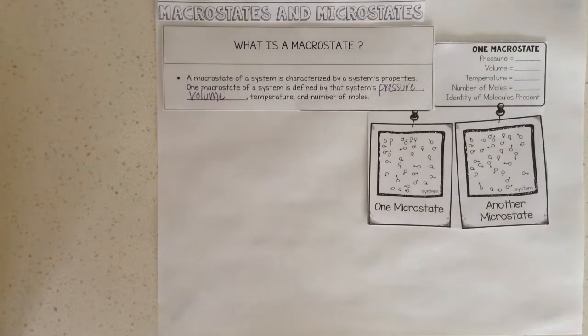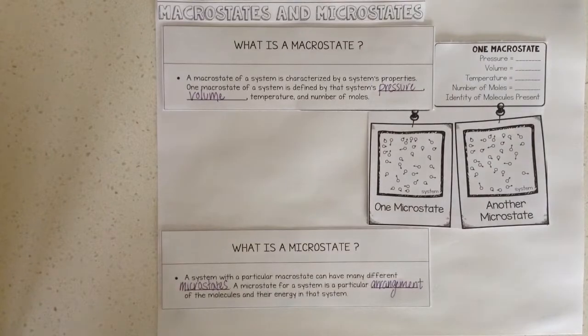Let's first look at what a macrostate is. A macrostate of a system is characterized by the system's properties. One macrostate of a system is defined by that system's pressure, volume, temperature, and number of moles.